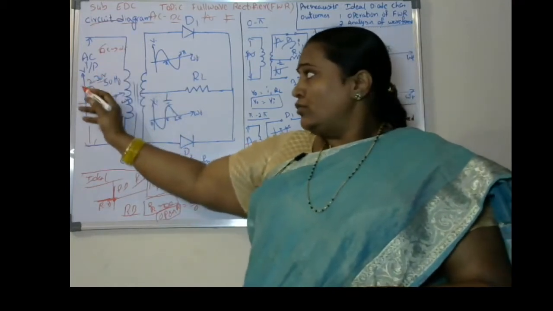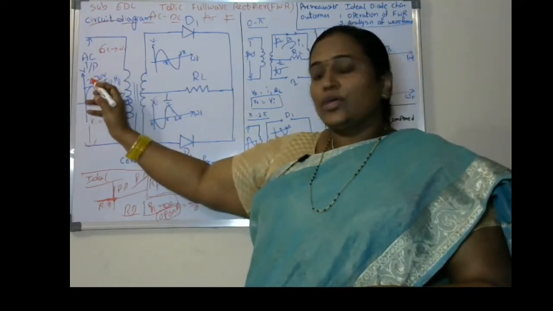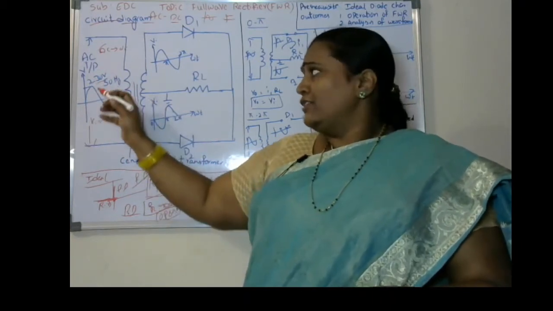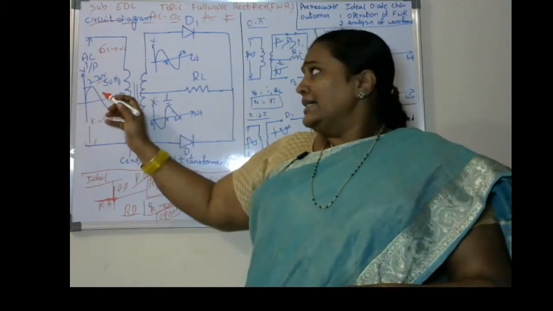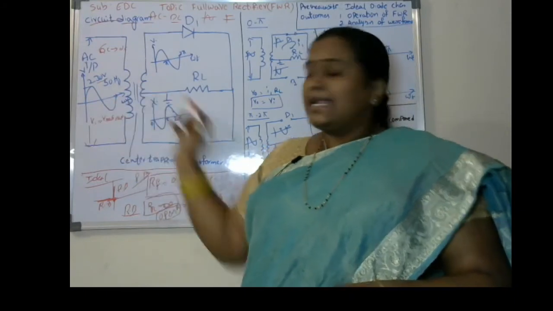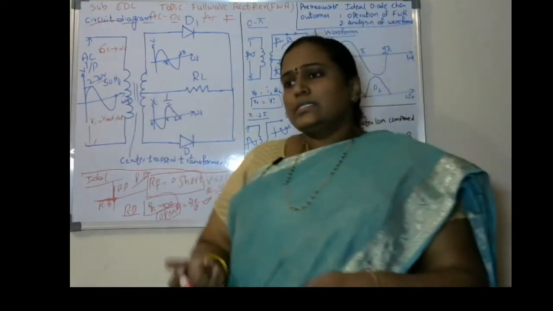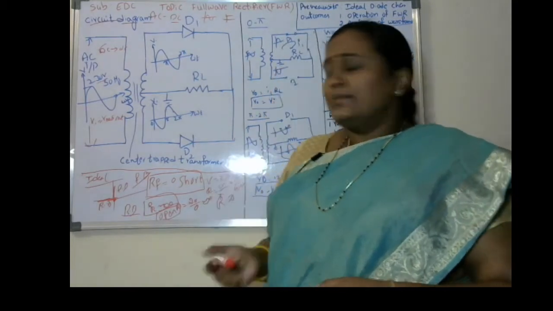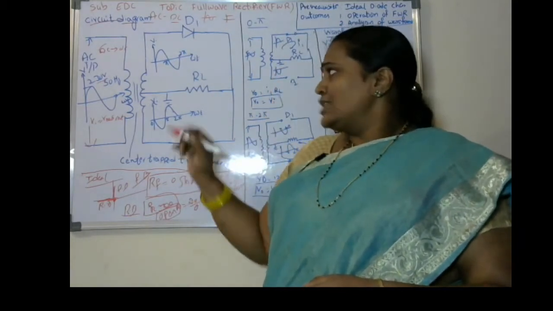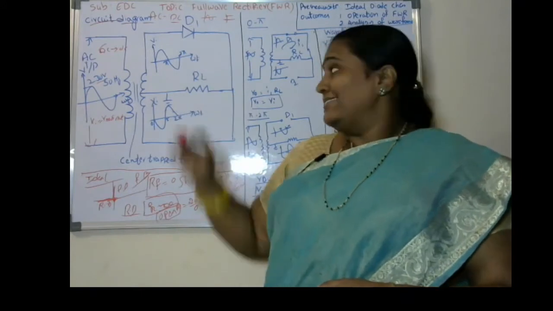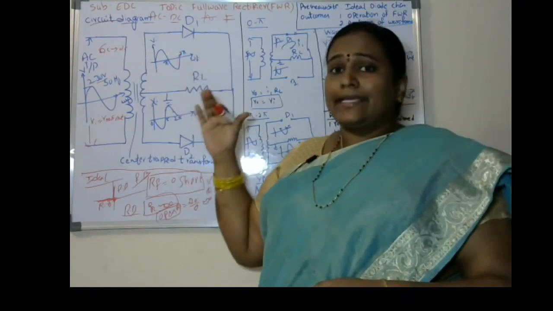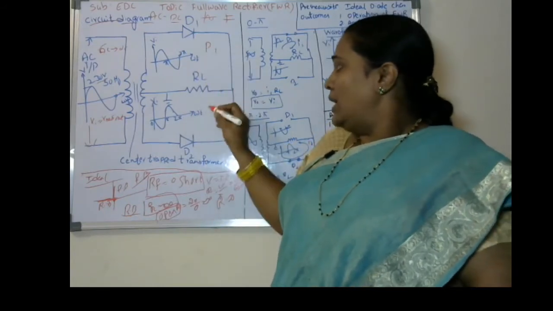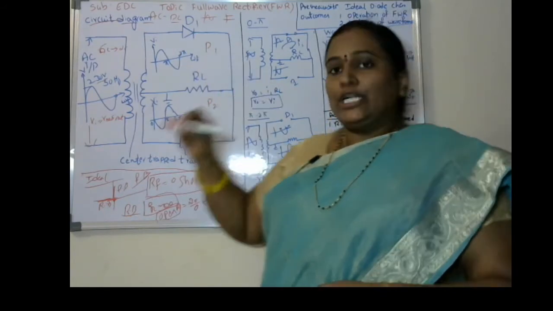That amount of AC voltage is applied on the primary side of the transformer, and it is a center tap transformer. What is a center tap transformer? It is also a step down transformer. In the center tap transformer, we have two parts in the secondary. We assume this is part 1 and this is part 2.